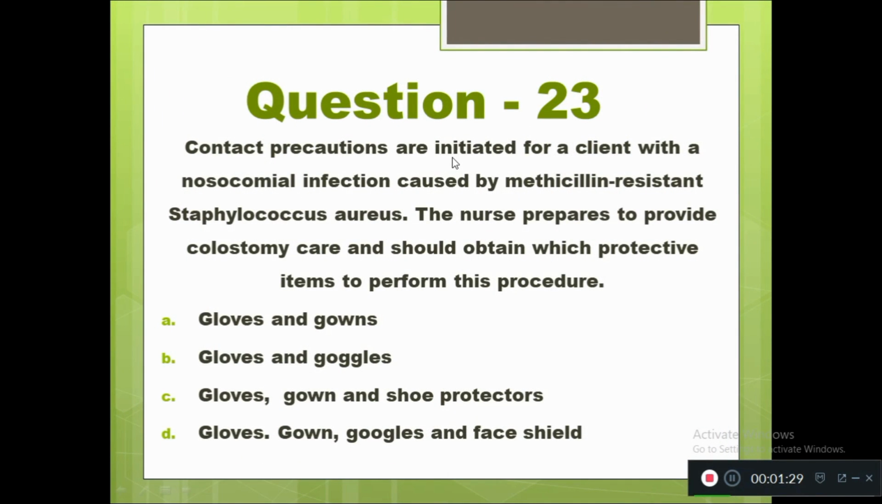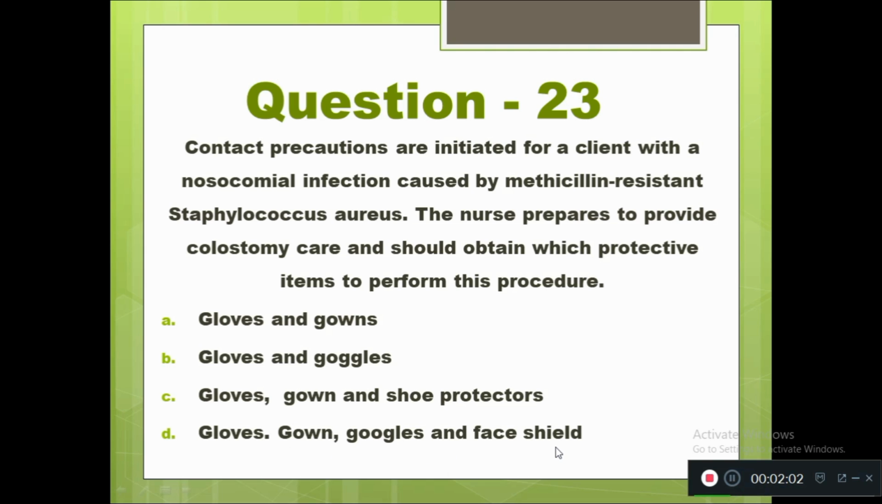Question number 23. Contact precautions are initiated for a client with nosocomial infection caused by methicillin-resistant Staphylococcus aureus. The nurse prefers to provide colostomy care and should obtain which protective items to perform this procedure? Option A gloves and gowns, B gloves and goggles, C gloves, gowns and shoe protectors, option D gloves, gowns, goggles and face shield.